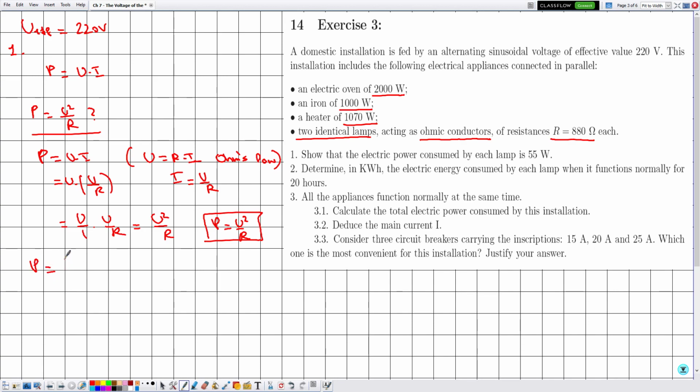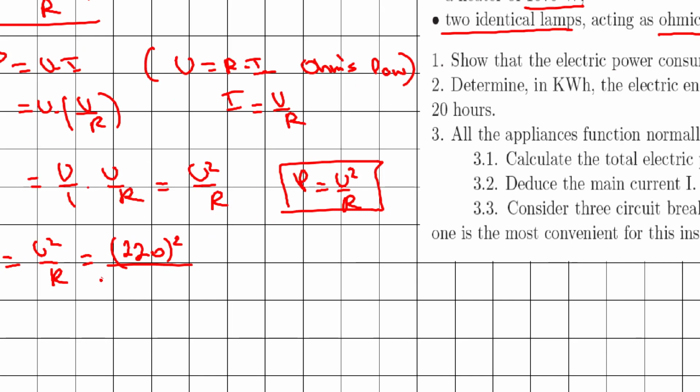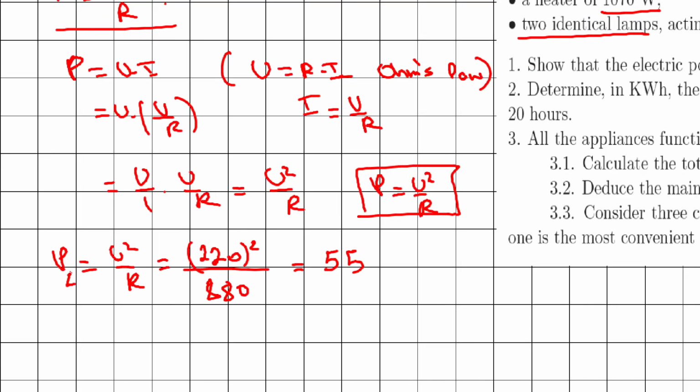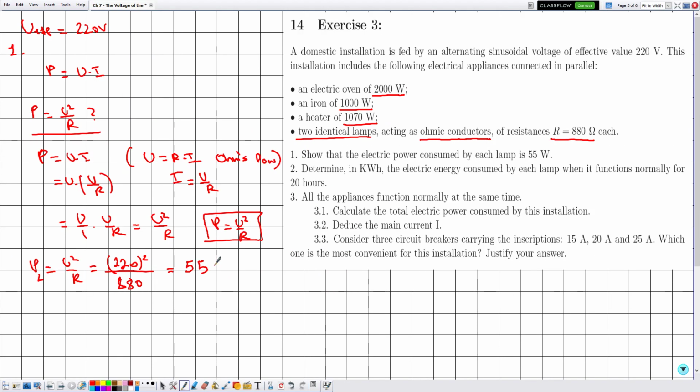Now P, which is equal to U squared divided by R, we are calculating P of the lamp, which has an applied voltage 220, raised to the power 2, divided by the value of R, which is given by 880. Plugging this on the calculator, the value of the electric power is given by 55. Since both U and R are expressed in the SI, the value of P will be in the SI, which is watts. So the power of each lamp connected in this domestic installation is given by 55 watts.